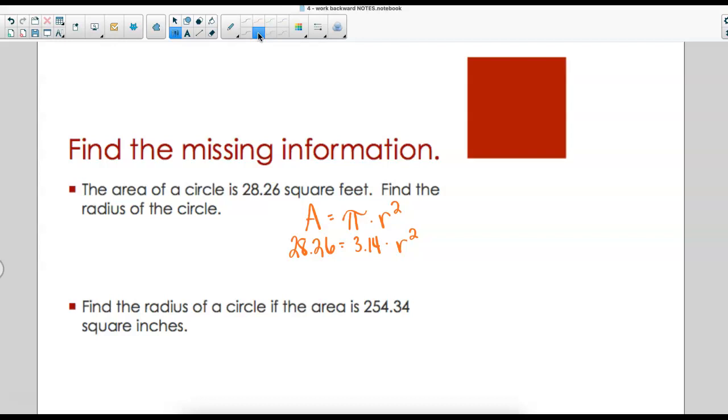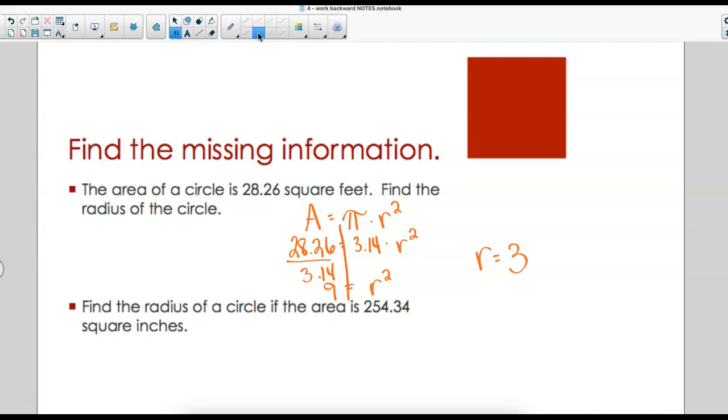So we divide. Again, if you're not writing this down, make sure you're writing it down. So 28.26 divided by 3.14. I get r squared equals 9. Is that the radius? Is the radius 9? No. That's the radius squared is 9. So what's the radius? Or 3. So the radius is 3.